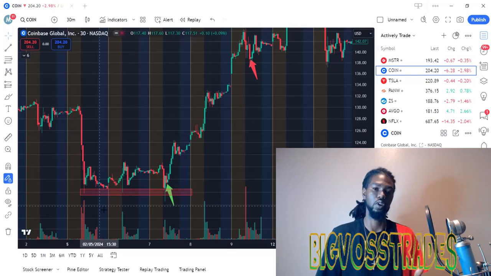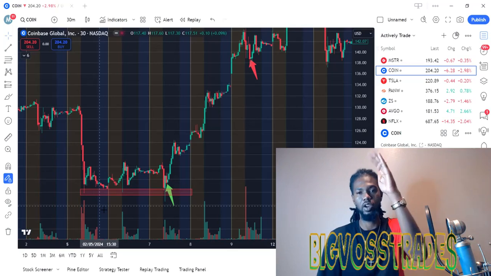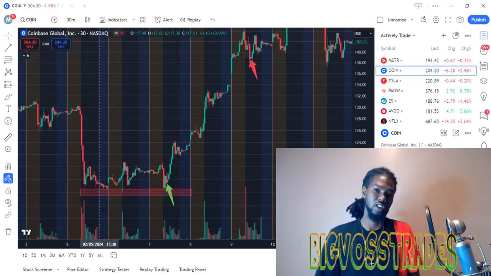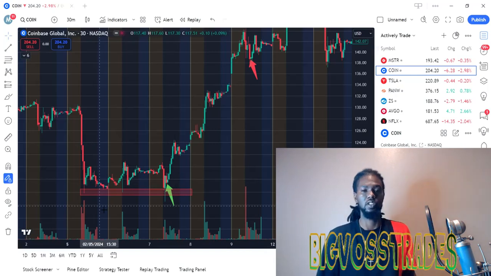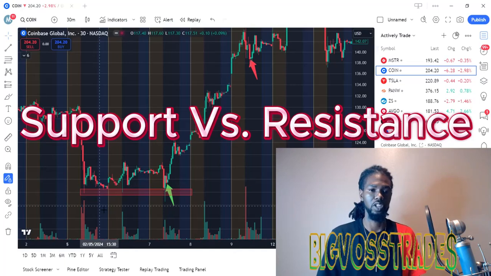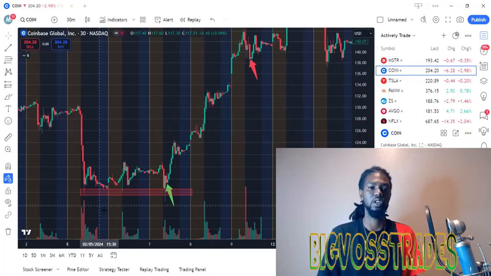When it's going up and it does the same thing. So like if it's going up and it hits an area and drops back down, and then it comes back, hits that same area, drops back down, it's called resistance. So that's something you need to look at, something you'll need to research. Just remember those terms, support and resistance, very important terms.